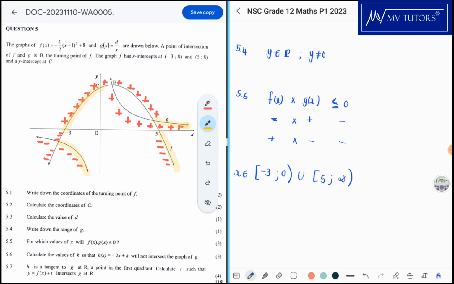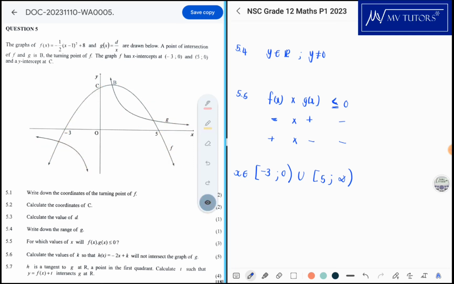All right, I hope that was clear. I know these questions can be a bit tricky, but whenever you see f of x, g of x, think the y values of f, the y values of g. What happens if I multiply those y values? And then just put for yourself on the graph, where is it positive, where is it negative, and it will make answering these types of questions much easier. All right, so that's 5.5. Now 5.6.